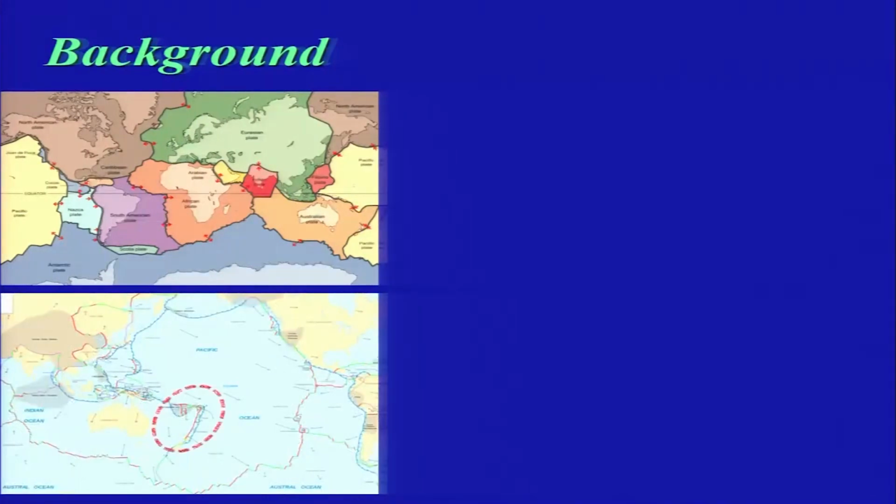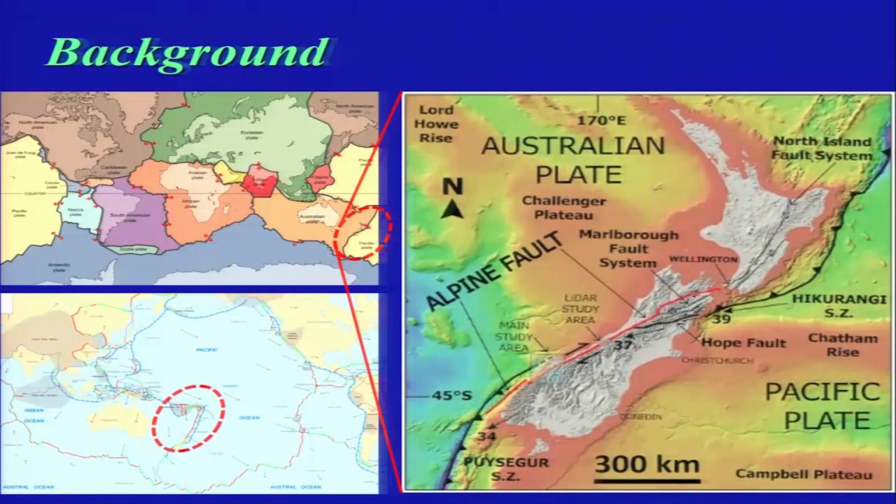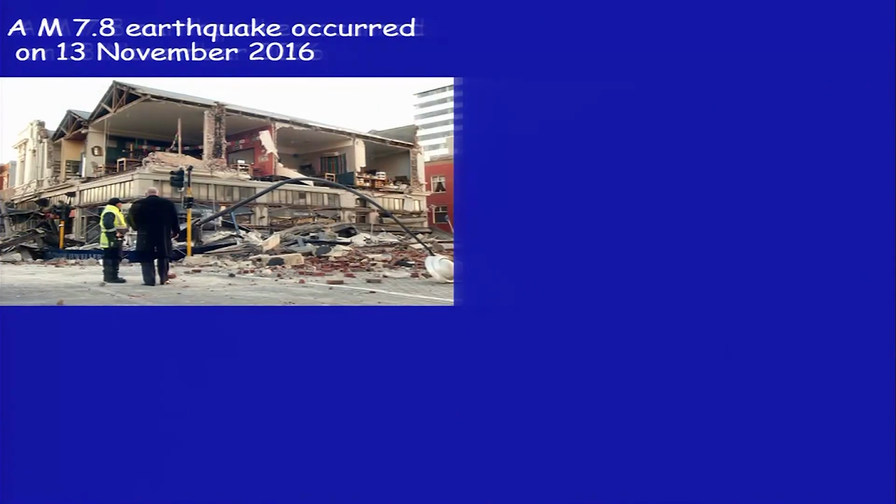So if you look at the background here, as I explained, we have the Pacific plate which is subducting below the Australian plate here. This whole mass is the Australian plate, and this one is the Pacific plate, and the rupture which was experienced, or the energy which was released along the fault line, is along one of the active fault lines, the Alpine fault line. So the damage which was experienced was extensive.